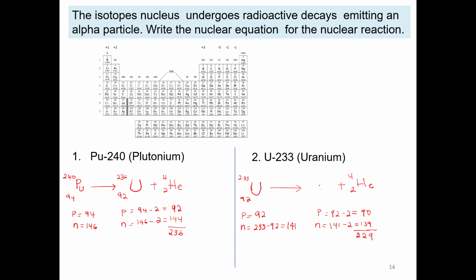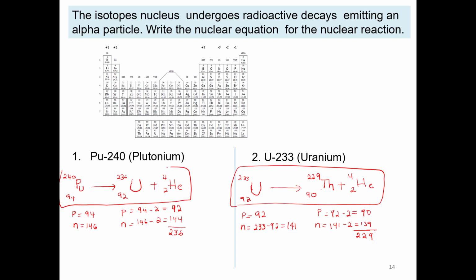What element? We will have here an isotope with atomic number 90 and mass number 229. And to know what kind of isotope we had here, we will use the periodic table. The 90 is thorium. Yes, it's here. Then we will write here thorium. And this is the nuclear equation for this nuclear reaction.